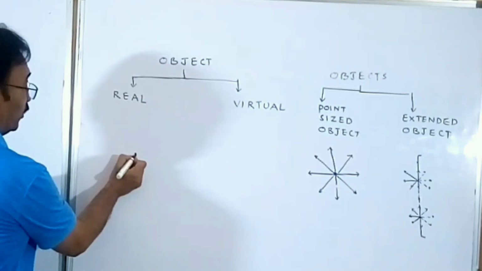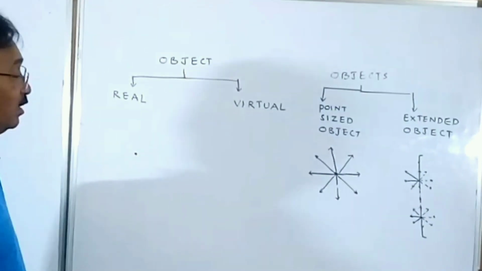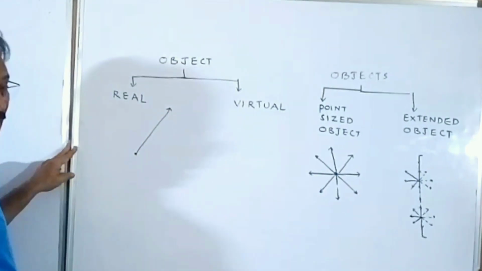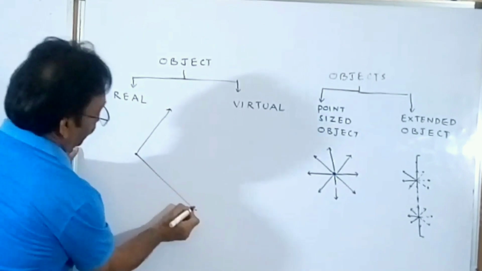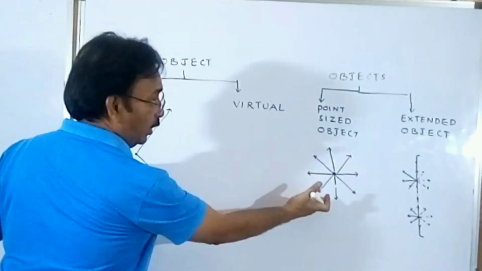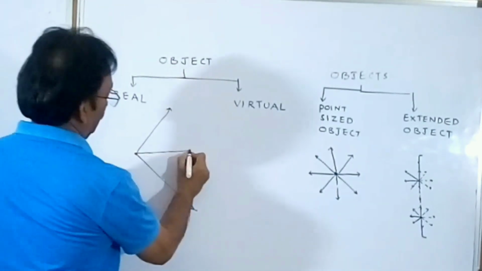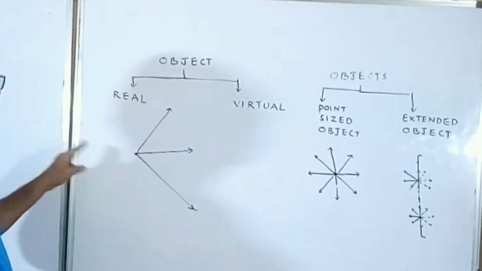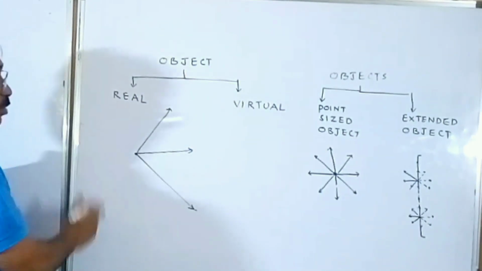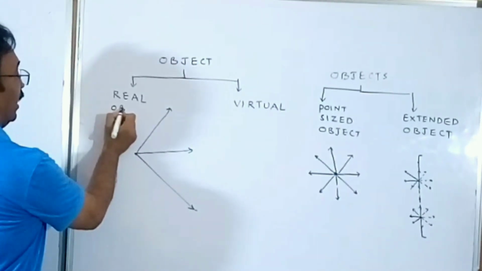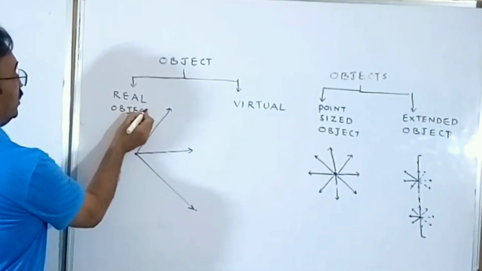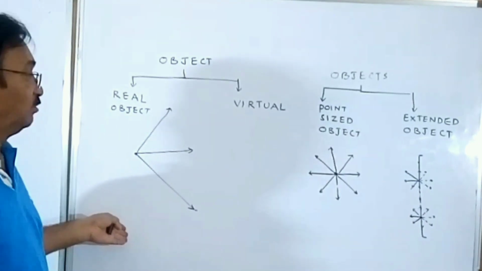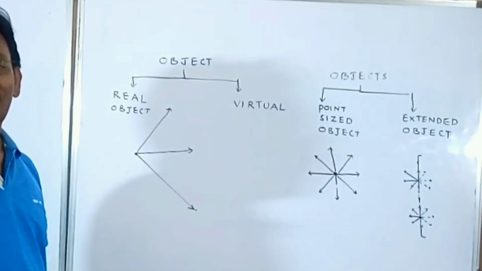The real object is the object from which the rays appear to be diverging. Divergent means moving away. I'm not doing anything new, I'm redrawing the diagram. Rays appearing to be diverging is known as the real object. A real object is that from which light rays appear to be diverging.